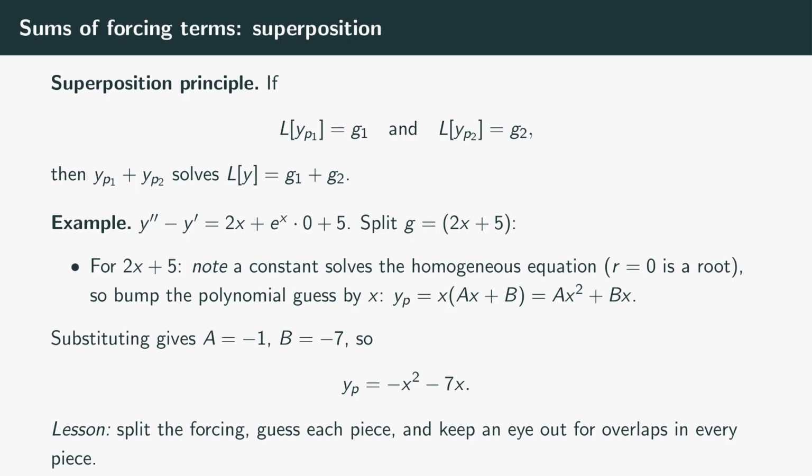Solve y double prime minus y prime equals 2x plus 5. The forcing is a degree 1 polynomial, so you would normally guess ax plus b. But watch. The characteristic equation r squared minus r equals 0 has r equals 0 as a root, which means a constant is already a homogeneous solution. So the polynomial guess overlaps, and we bump it by one factor of x, guessing ax squared plus bx. Substituting and matching gives a equals negative 1 and b equals negative 7, so the particular solution is negative x squared minus 7x. The lesson, split the forcing and check every piece for an overlap.